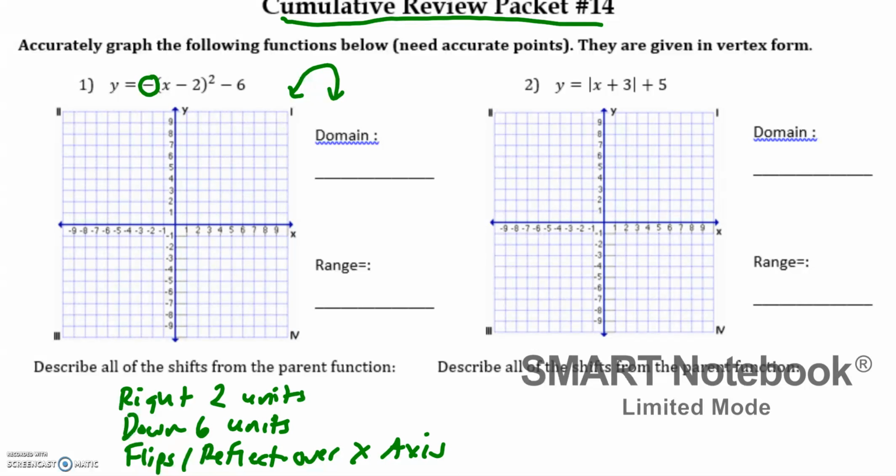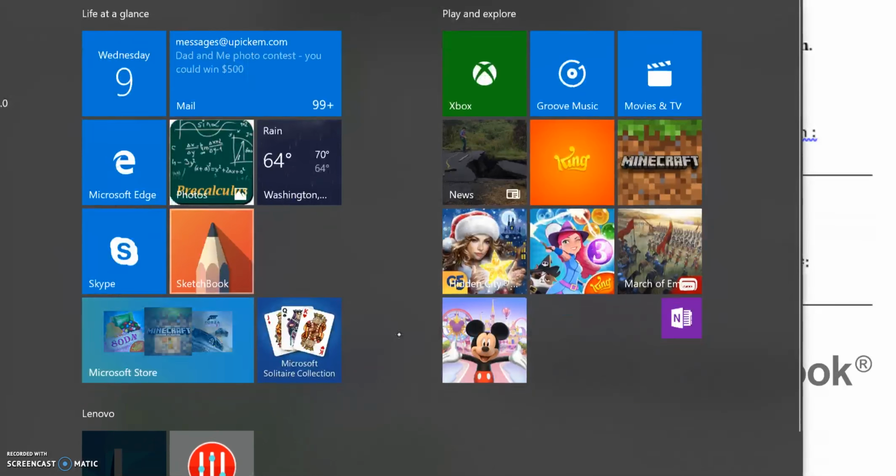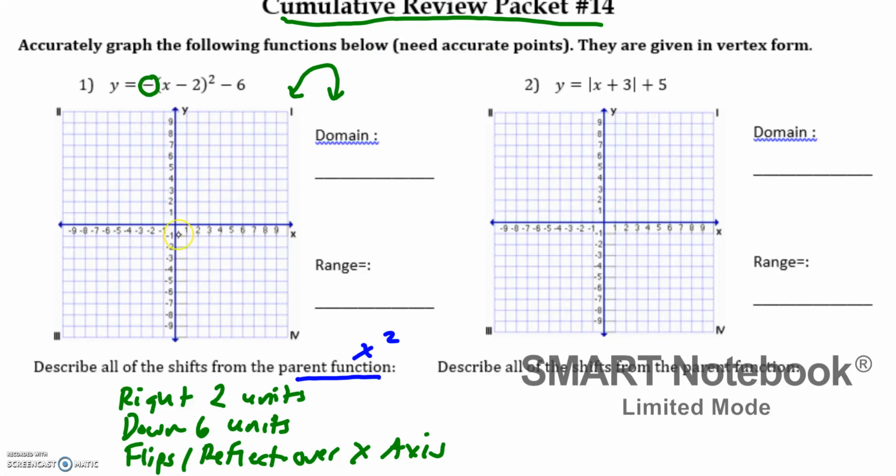So the first thing we want to do is start at 0, 0, because that's where the parent function, meaning just plain old x squared, starts. We are moving from x squared specifically, and we're moving right 2, down 6, and so my vertex would start here.